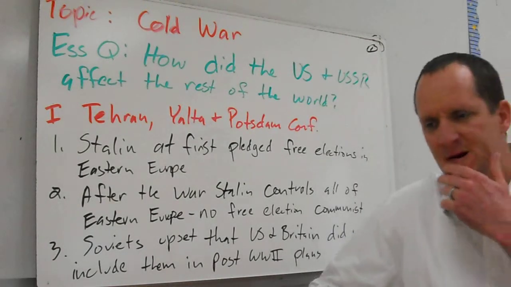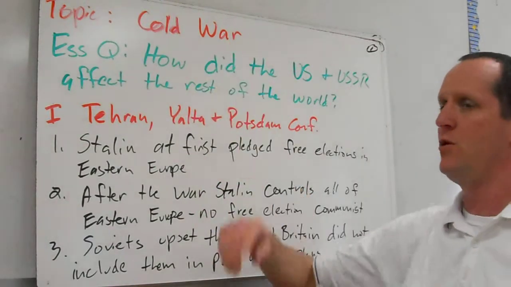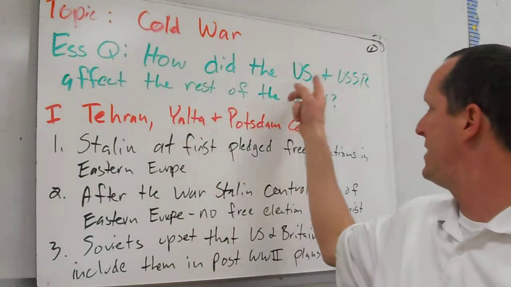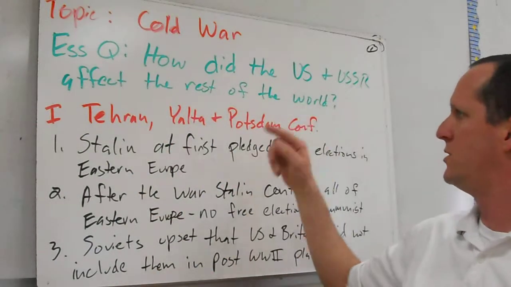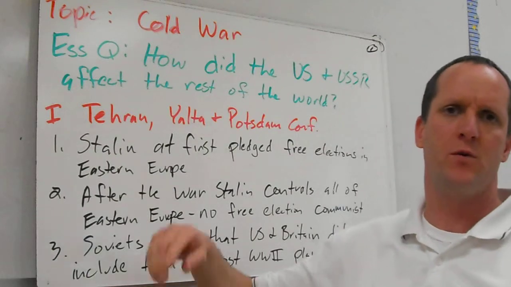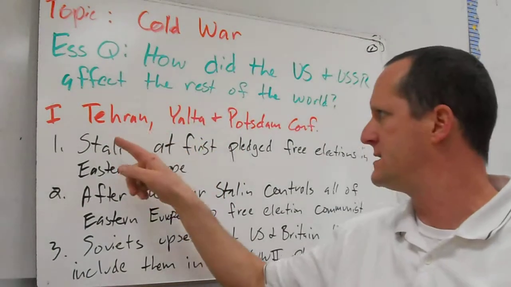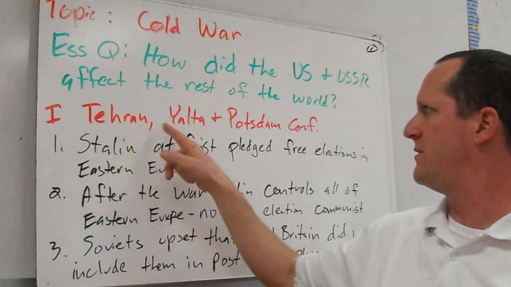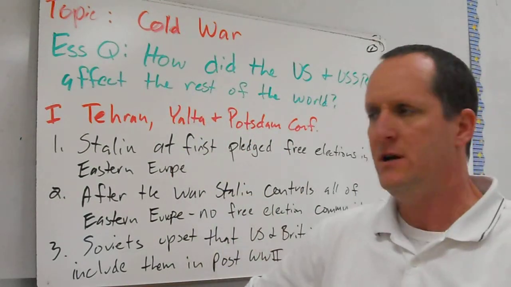All right, class, let's take a look at our next topic, the Cold War. Our essential question: how did the U.S. and USSR affect the rest of the world? After World War II ended, and even before that time, there were some conferences: the Tehran, Yalta, and Potsdam conferences.